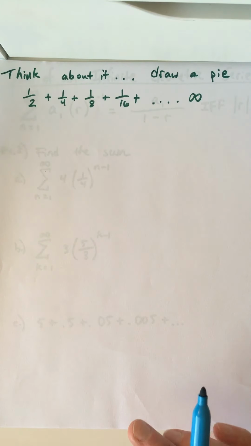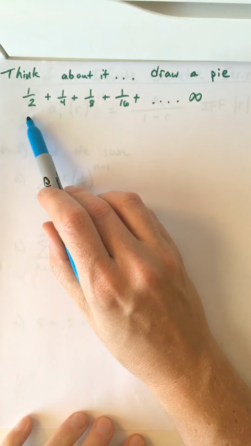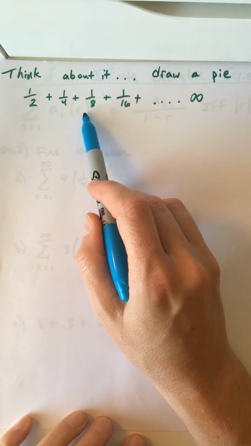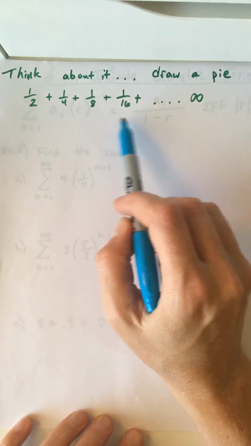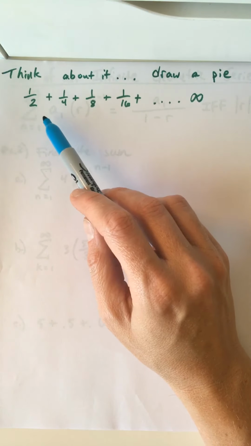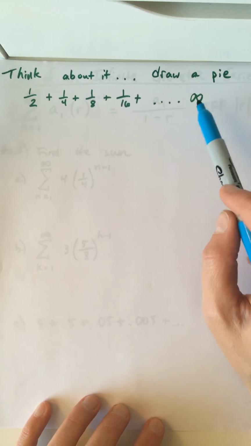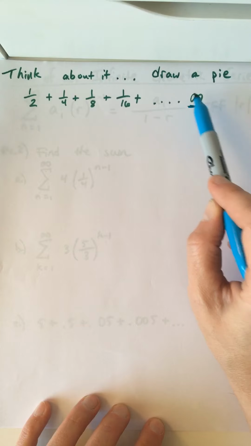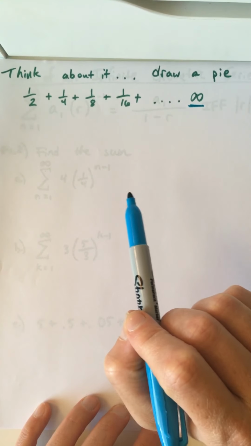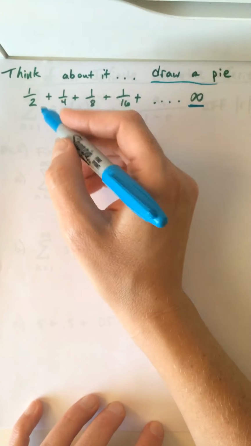Think about this example. We want to add a half plus a fourth plus an eighth plus a 16th. So this geometric series, we can think about each term being multiplied by a half. And we want to add up all of those pieces to infinity. So this is the first time we're thinking about an infinite sum. The directions ask us to draw a pie. Well, let's think about that.